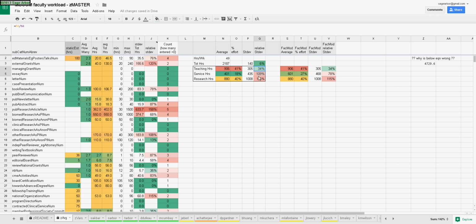I think the relative standard deviation, or the CV, is interesting because the higher the number, it means the more disparity there was among what we said. So teaching, we didn't vary that much in what we said, but service and research, we did a lot. So you could just do this once, and then if something changed, you just go in and change one thing instead of redoing an entire survey.